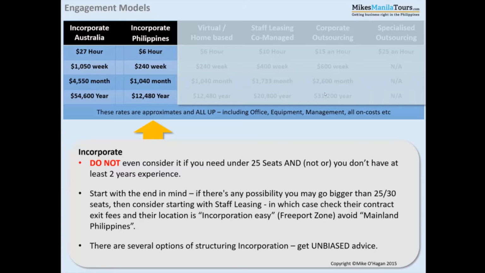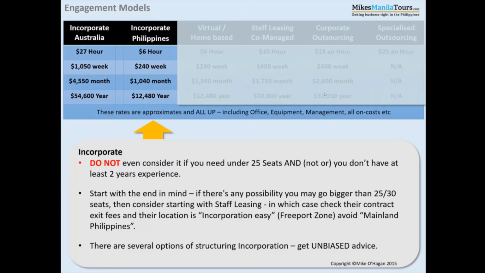During that 6 months, you have to pay full commercial lease, because the incorporation process here is all based around the premises. You have to get permission from about 12 different government departments to use those premises for your business before you can even file for incorporation, and then that involves a whole lot of stuff as well, and it's in an environment that's not very friendly to Westerners at all, so we suggest you keep away from that. If you're under 25 seats and don't have at least 2 years experience, however, other models we're about to show are ideal so you can grow your business up to that size and then ultimately incorporate.